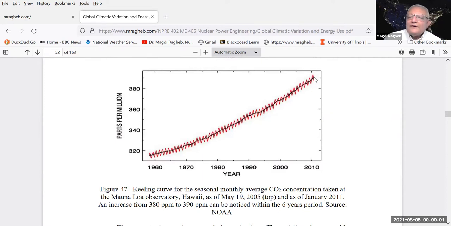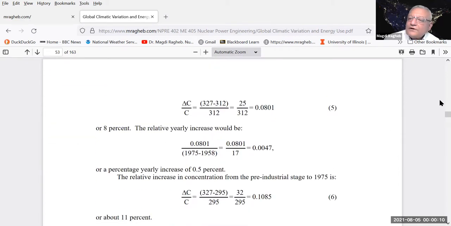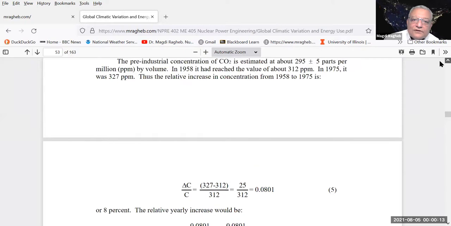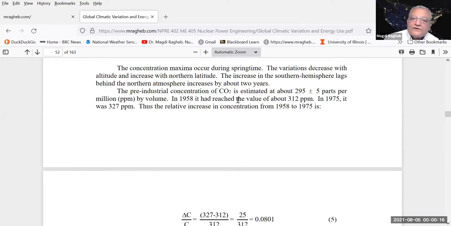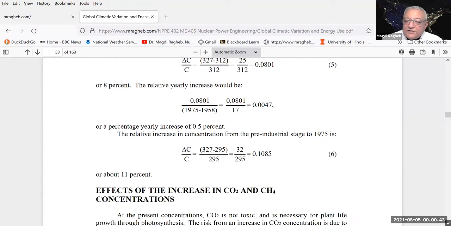There is no stop really by humanity in the use of fossil fuel. Before I go further, the increase in CO2 affects the temperature on the Earth's surface. And this is described by the relative increase in concentration. You'll find that the relative increase has been 0.08 or 8%, and that relative increase per year is 0.004% in general.